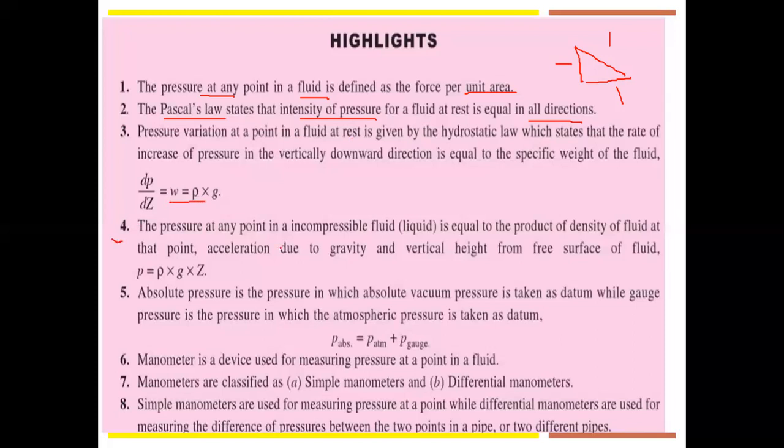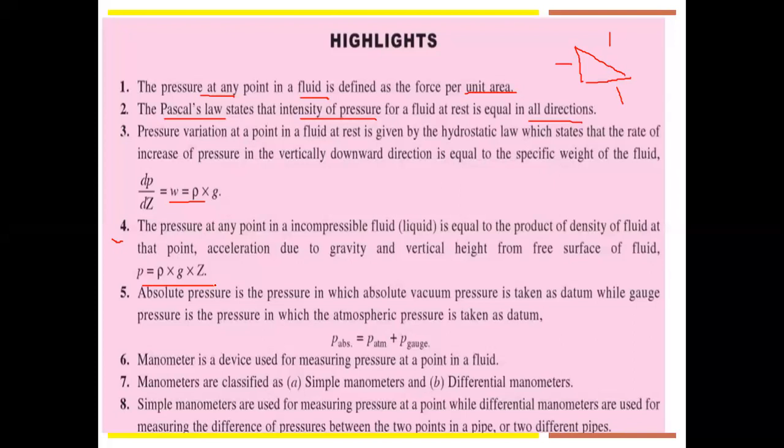The pressure at any point in an incompressible fluid is equal to the product of the density of the fluid, the acceleration due to gravity, and the vertical height from the free surface of the fluid. That is, small p is equal to rho into g into capital Z.